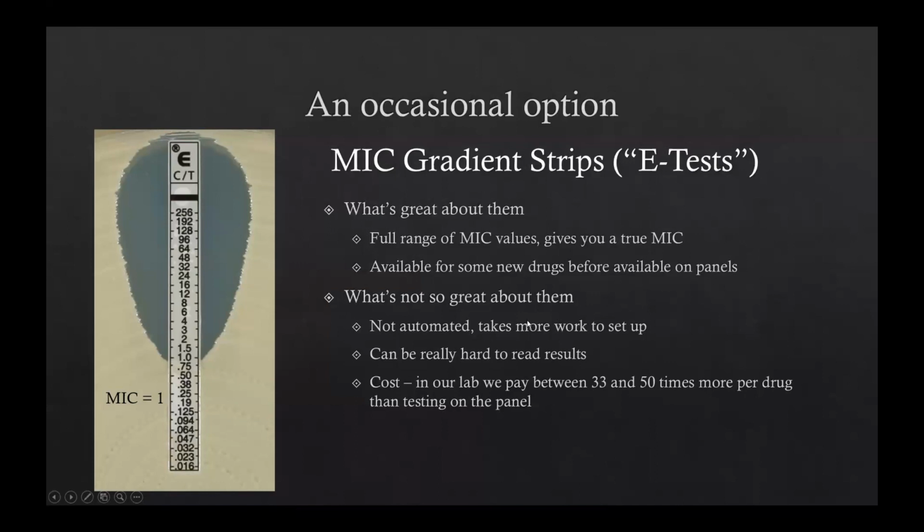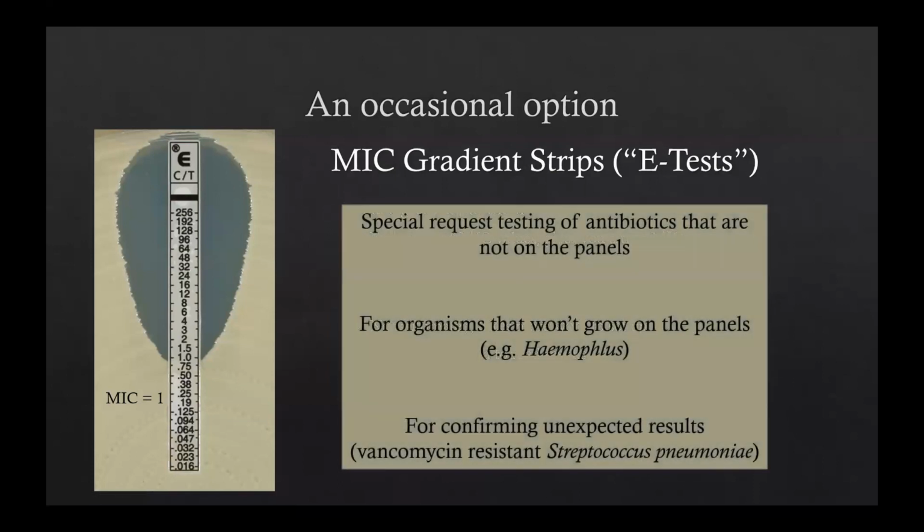But here's what's not so great. It's not automated like those panels are. So it takes more work to set up. It can be really hard to read the results. I've given you a really easy one here, but some of them are much more difficult to read. And it costs a lot. For us, we pay between 33 and 50 times more money to do one drug than we would if we were testing the panel. So we don't use them routinely.